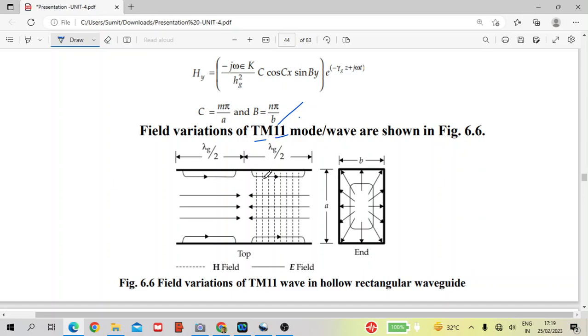So see, along X there is one field variation, and then along Y there is one field variation. This is the longitudinal component that you can see from the side view.